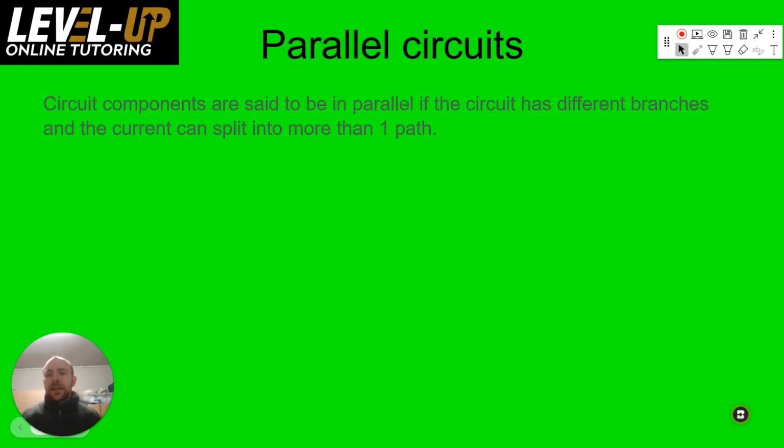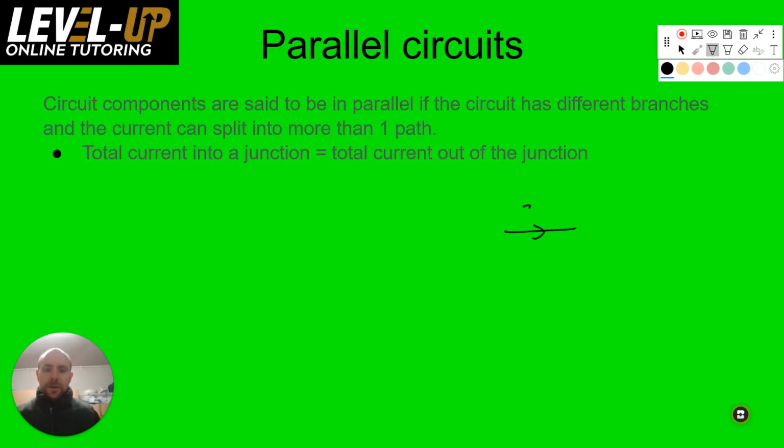Parallel circuits: the circuit components are said to be in parallel if the circuit has different branches and the current can split into more than one path. Okay, so it's not just going one route like a series circuit, it can go one way or another. At a particular junction, the total current into that junction is going to be the same as the total current coming out of it. So if I had a current, maybe 3 amps going into this junction, and I had 1 amp going here, then I would know this must be 2 amps. This plus this must equal that.